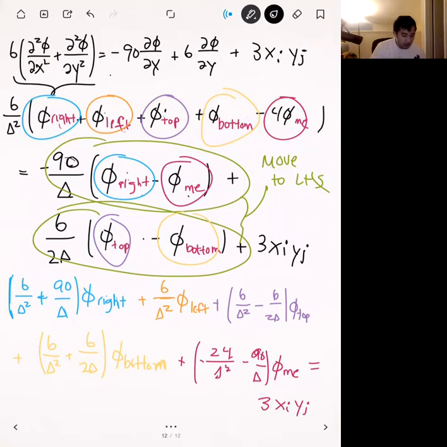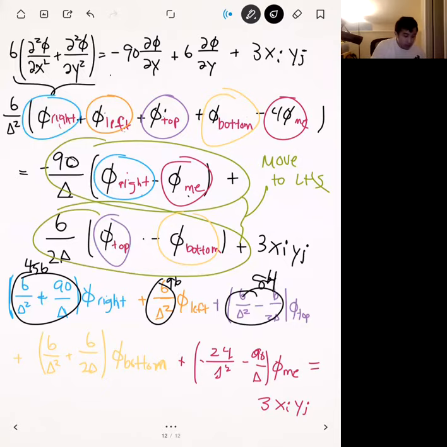And so for phi right, we have 6 over delta squared. So that's 6 divided by 0.25 squared plus 90 divided by 0.25. And so this quantity right here is 456 when you plug it all in. Okay. Next, we have 6 over delta squared. So 6 over 0.25 squared. This is 96. Okay. Next, we have phi top. So that's 6 divided by 0.25 squared minus 3 divided by 0.25. This is 84.